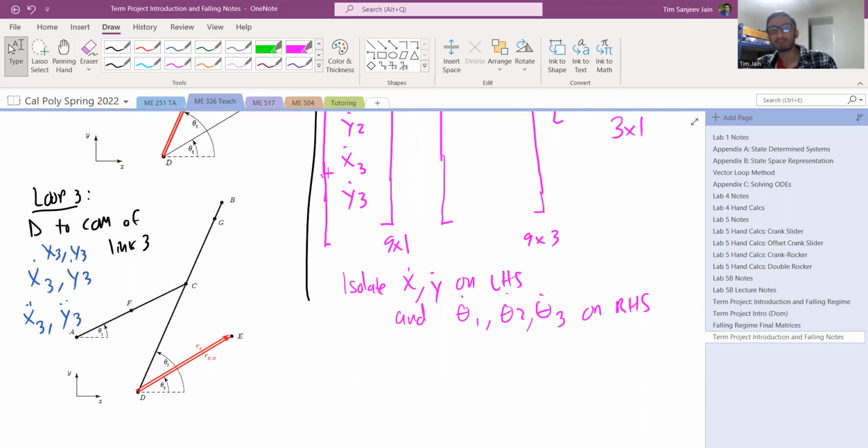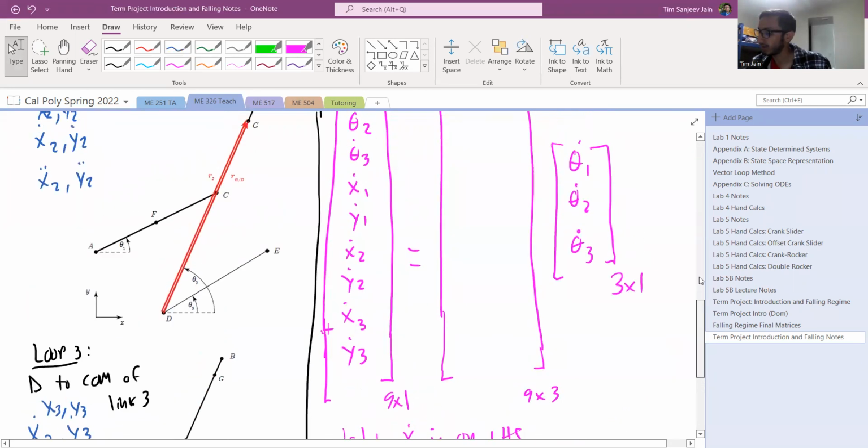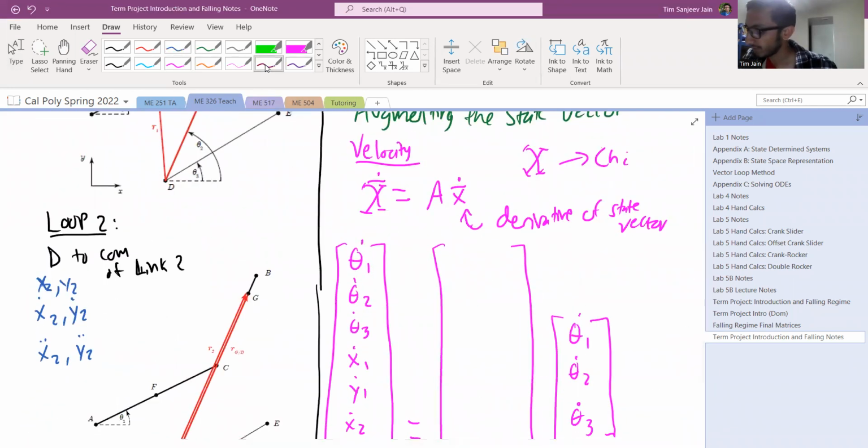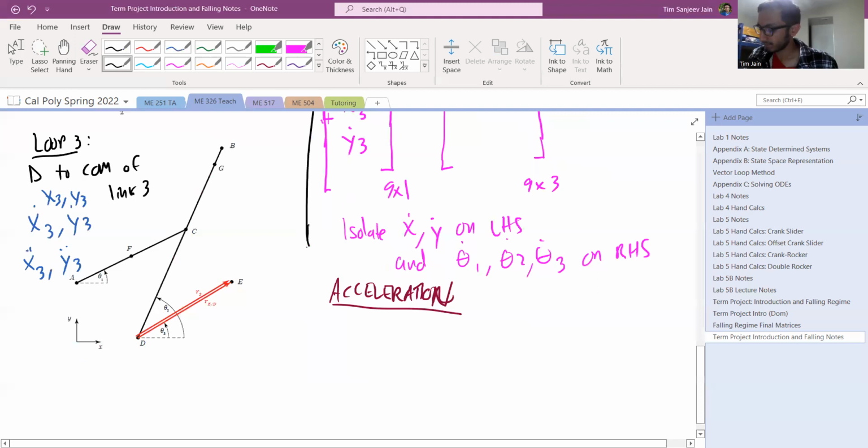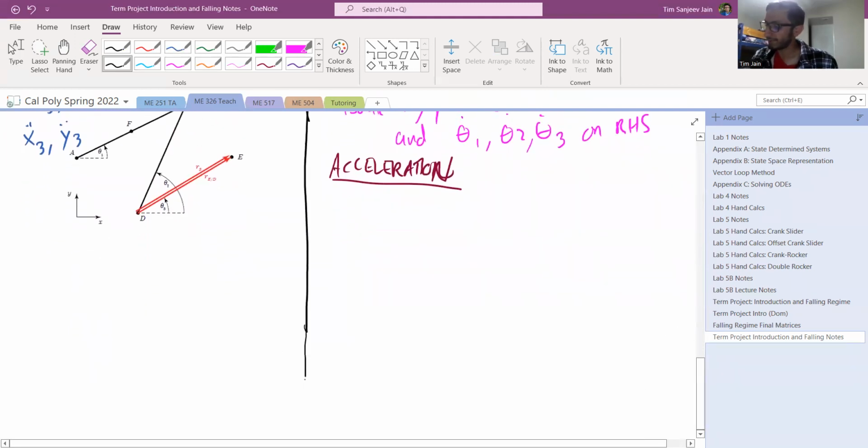Okay, so that takes care of velocity. But now, how do we deal with acceleration? Acceleration is a similar process, except the equation is going to be chi double dot equals A. The A matrix stays the same. X double dot, the double derivative of the state vector, plus B, leftover terms.